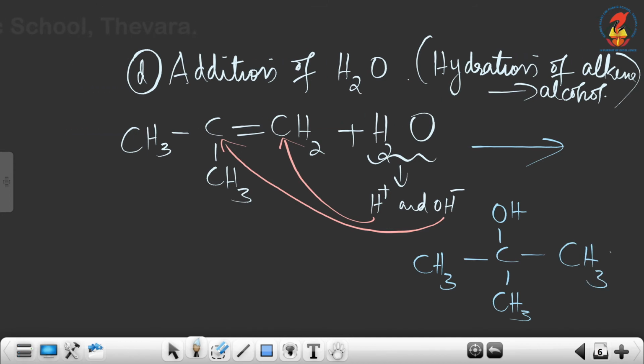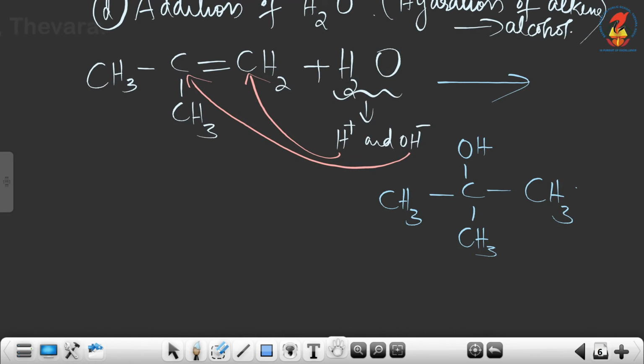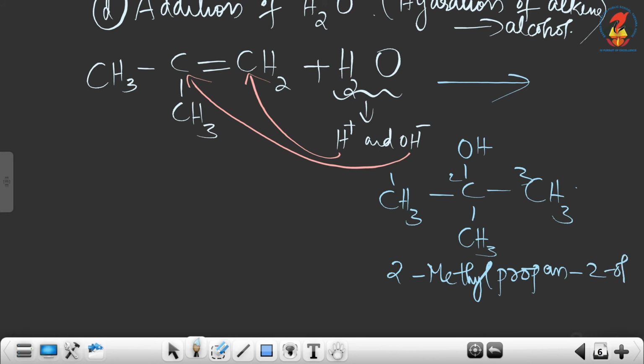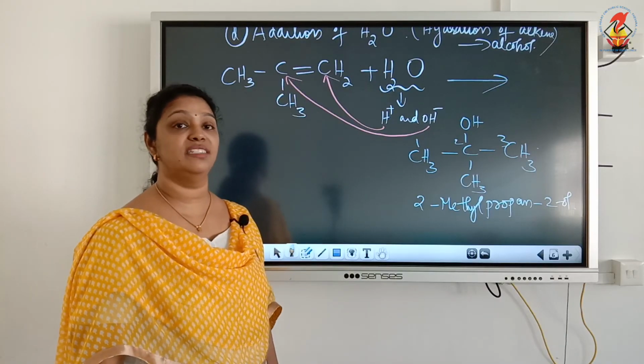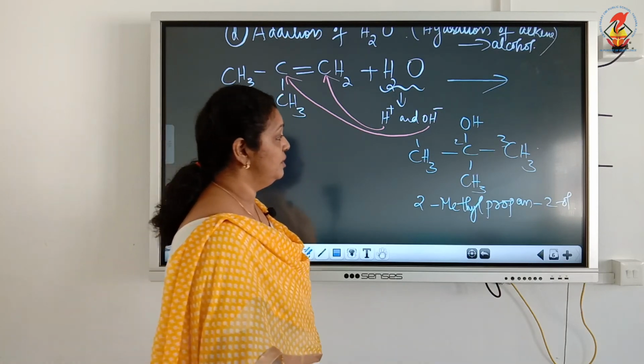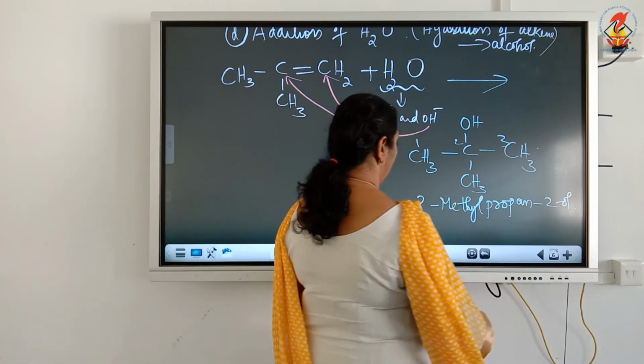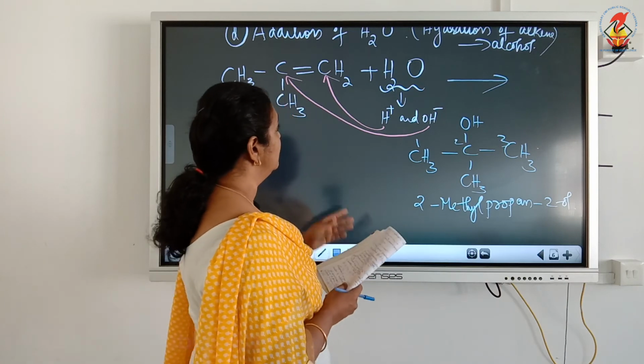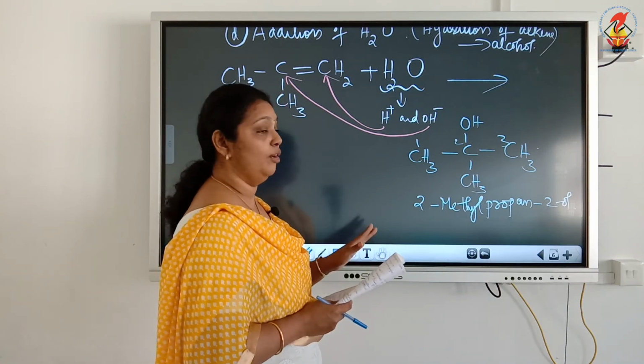This is the product. Now, if you name this alcohol, numbering 1, 2, 3, this is 2-methylpropan-2-ol. That is the alcohol. Or you can also name this as tertiary butyl alcohol, since CH3 thrice attached to C is the tertiary butyl group. So, tertiary butyl alcohol. Now, this is the hydration of alkene to alcohol.